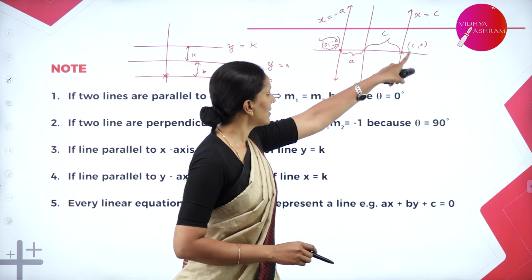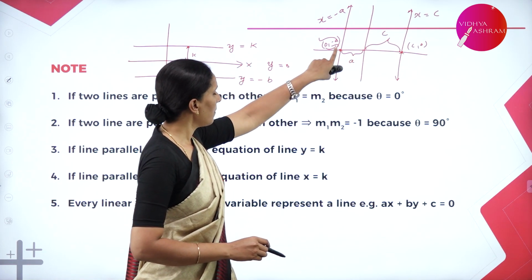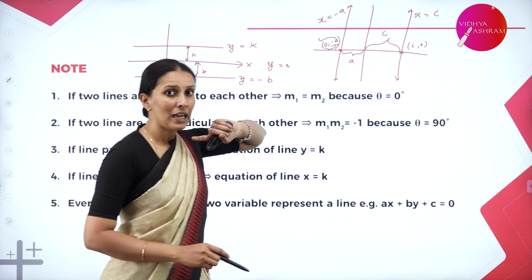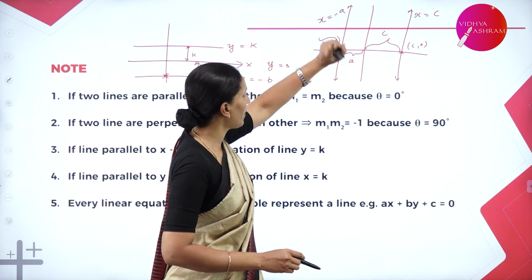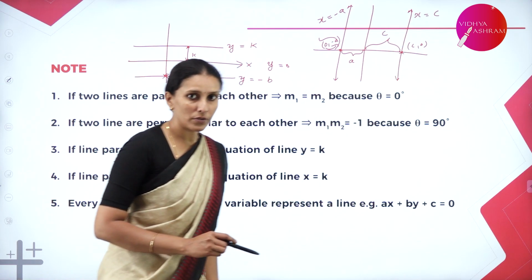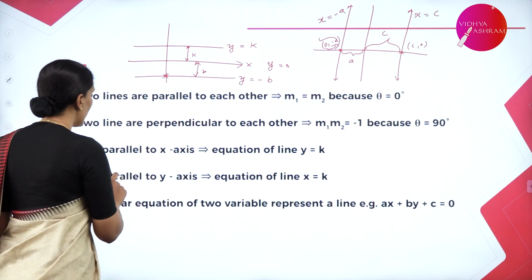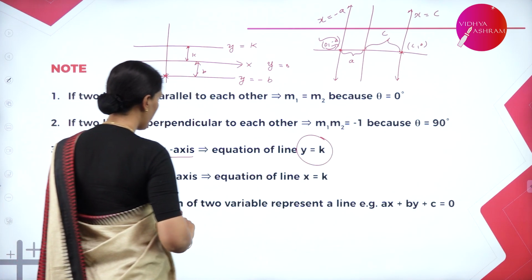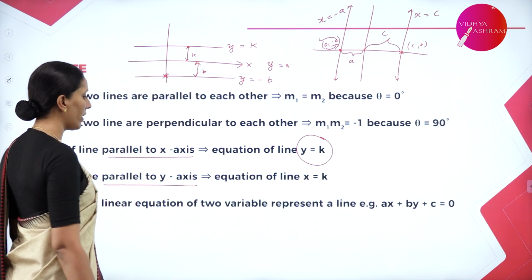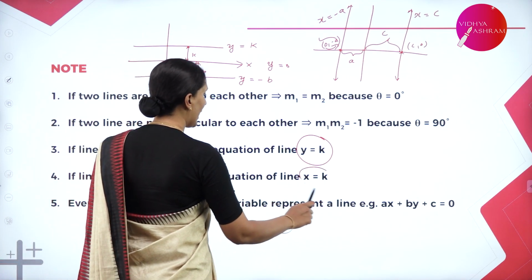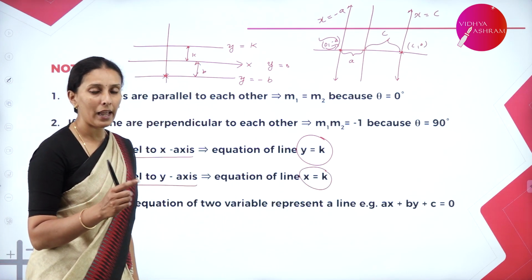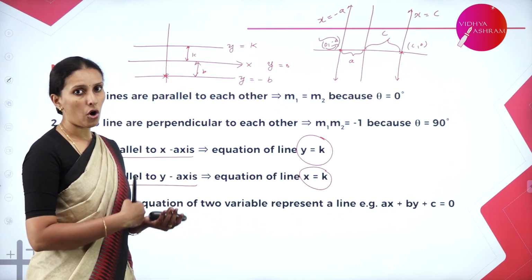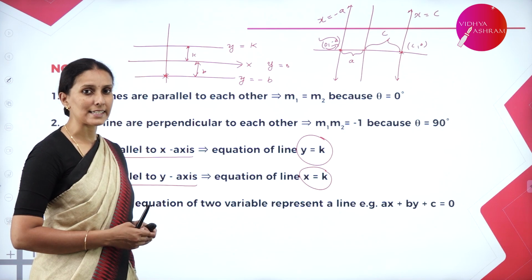So the distance is positive. Here the distance is a, but it cuts the x-axis at -a, and hence the equation becomes x is equal to -a here, and here x is equal to c. Thus, any line parallel to the x-axis will have an equation y is equal to k. Any line parallel to the y-axis will have an equation x is equal to k. So k may be positive or negative depending upon the positive side or negative side of the coordinate axis.